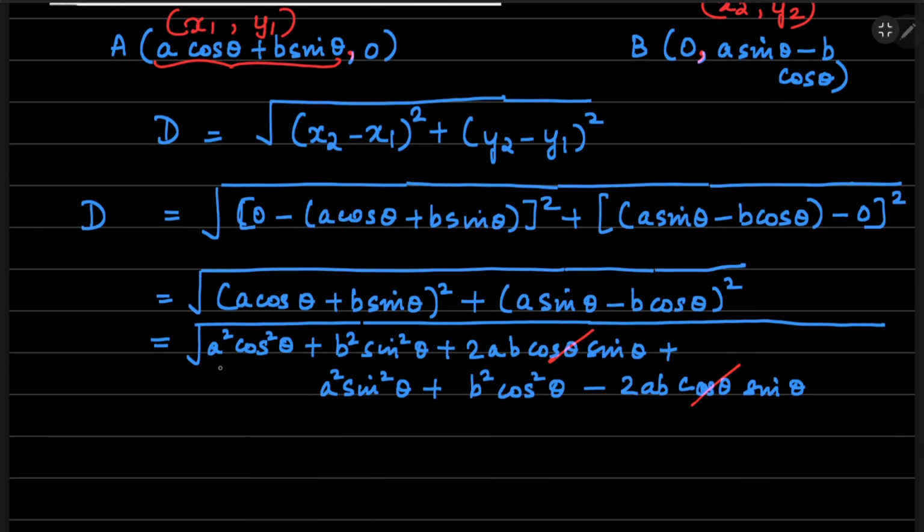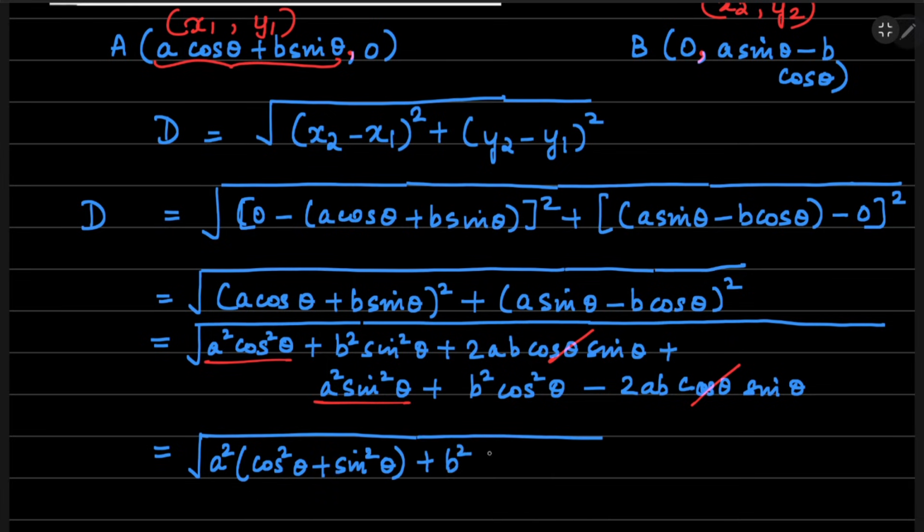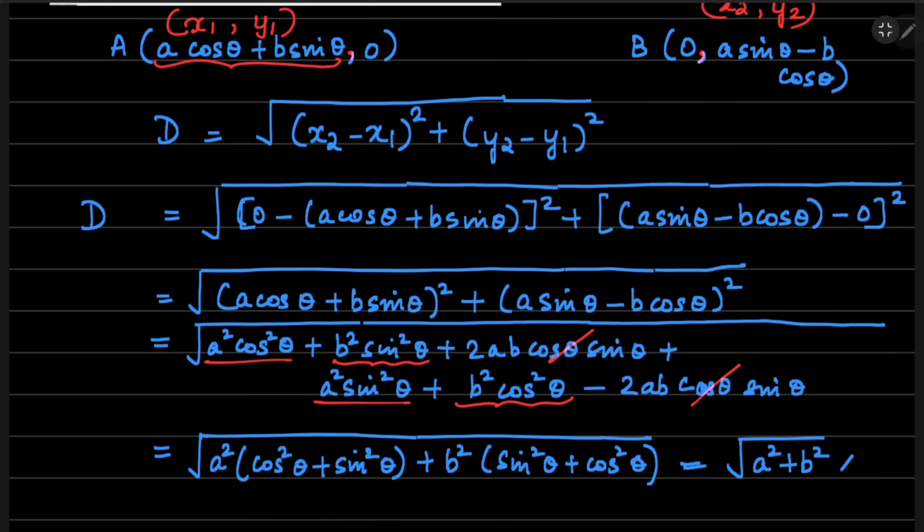Now you can take out common. So you can take a square common. So this will be square root of, when you take a square common, in the bracket you will have cos square theta plus sin square theta, which is equal to 1. In the next step we'll do it, plus take b square common. So you'll have b square sin square theta and b square cos square theta. So if you take b square common out, sin square theta plus cos square theta. Right? Sin square plus cos square is equal to 1. So this will be root of a square plus b square is your answer.